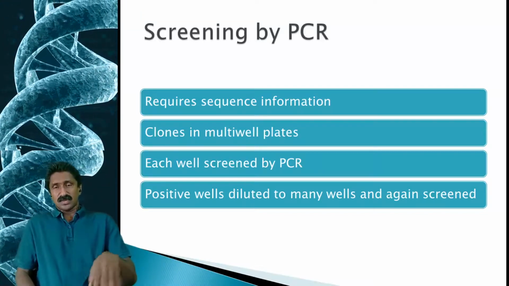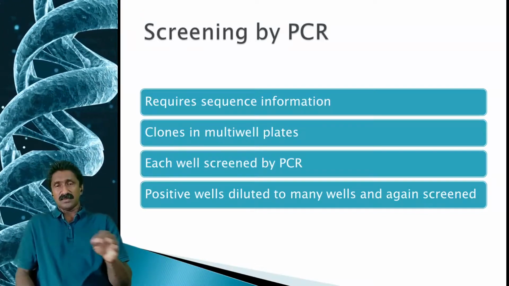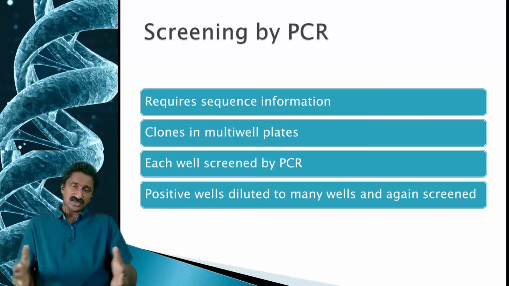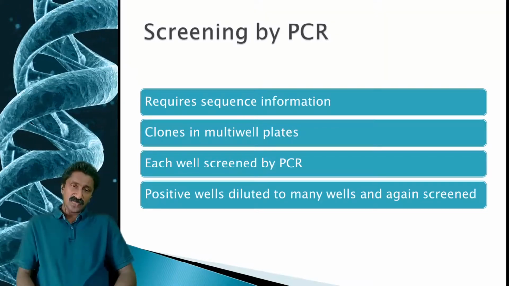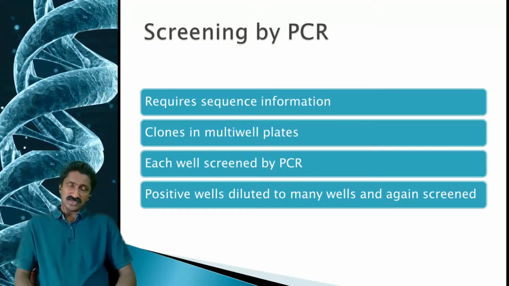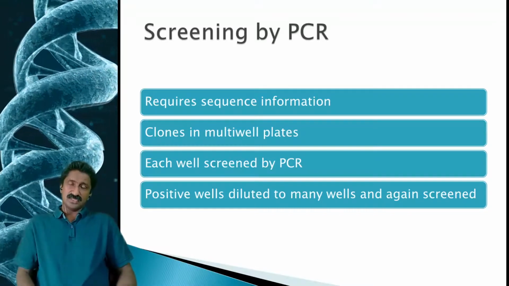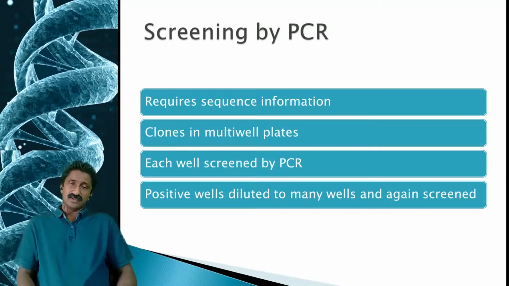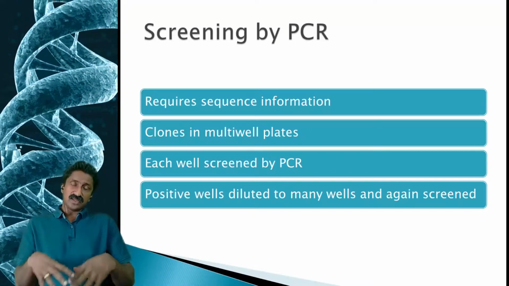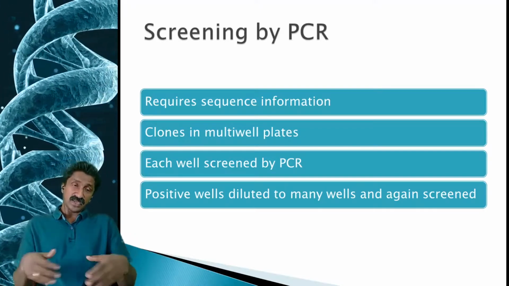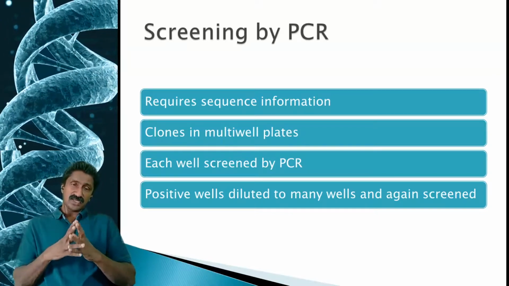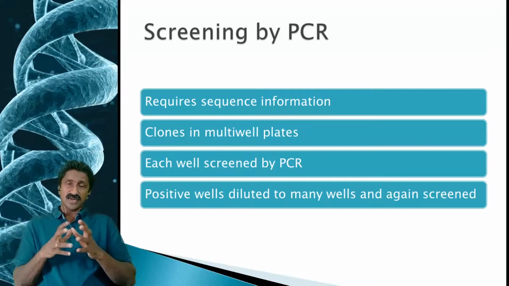And usually you can transfer the clones or individual colonies into multi-well plates or microtiter plates, and each well can be treated with lysis enzymes, and the DNA can be individually screened. So each well can be screened by PCR. So once a successful target well that contains the colonies is identified, the cells from that sample can be diluted further into multiple wells, and again that can be grown and PCR conducted, so that the successful colonies containing the recombinant construct can be identified using such PCR.